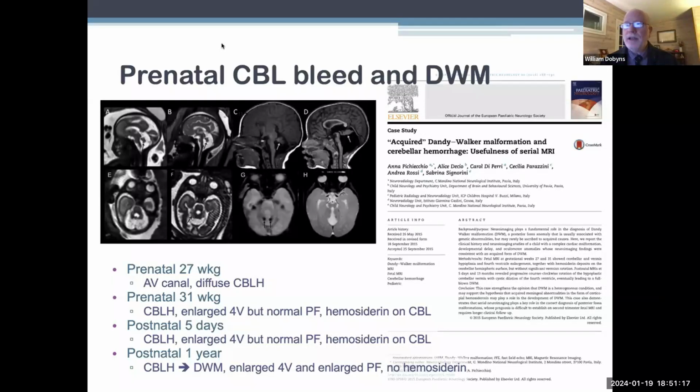That's easiest in image G here. But importantly, a repeat brain scan was done at 1 year of age and showed that what looked like a typical cerebellar vermis hypoplasia converted to a classic Dandy-Walker malformation. So this is important. When published, this was thought to be a rare exception to the rule, but I don't think so. I think this is a common cause of classic Dandy-Walker malformation.